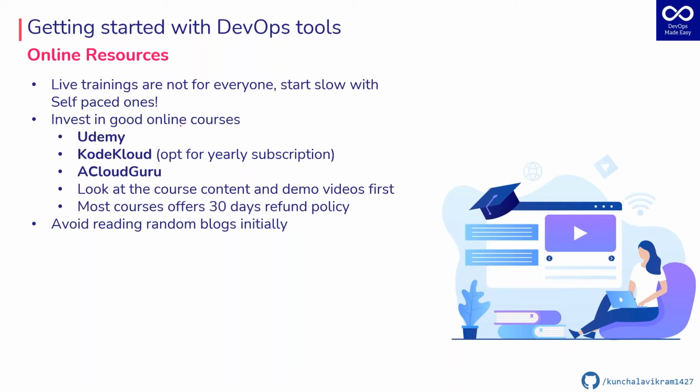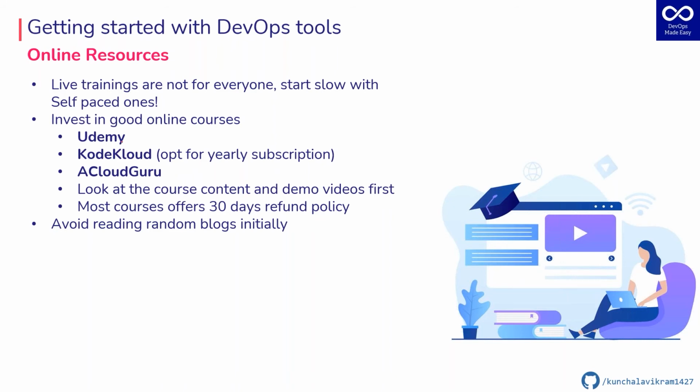Invest in good online courses from Udemy because they have the best selection of online courses, and one of my favorites is Code Cloud. This Code Cloud website offers all DevOps related courses, and you can opt for a 6 month subscription, a yearly subscription, or a monthly subscription. I think these days they are running 50% off site wide on all their courses. And A Cloud Guru is the next one of my favorite online learning platforms.